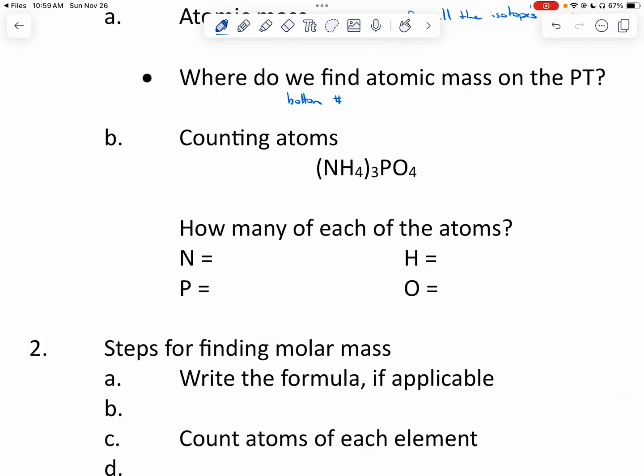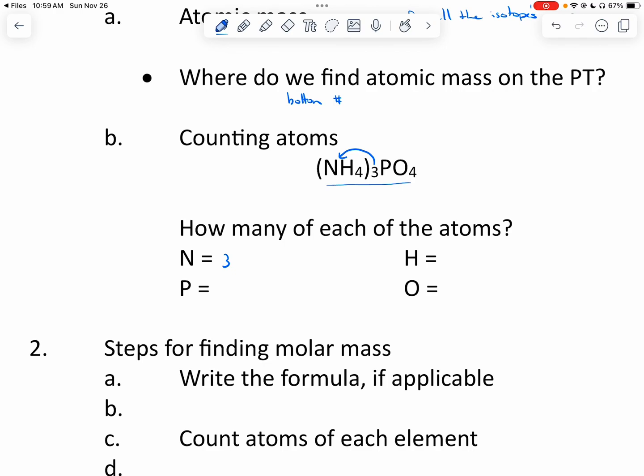Okay, so let's take a little more aside here. We have what is called counting atoms. So we have this compound, ammonium phosphate, right here. What we're trying to do is find how many of each of the atoms we have. So if I look at N, how many N's do I have? Hopefully you said 3, because I have that 3. The 3 is distributive, right? So everything in the parentheses has 3 times what it started out with.